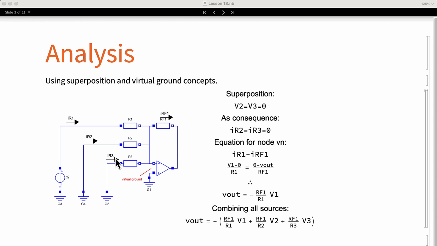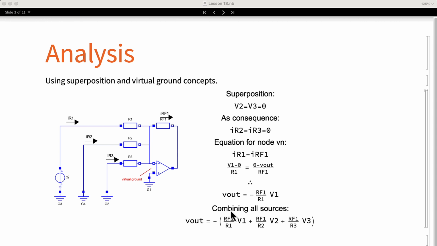This simplifies the equation of the negative pin of the op-amp. Since there is no current IR2 and IR3, this circuit is reduced to an inverting amplifier with a single input. We can define the equation for the node as IR1 equal to IRF1. After replacing the currents by the voltages using Ohm's law and solving for Vout, we obtain the formula of the inverting amplifier. Repeating the analysis for the other sources will lead to similar results, because for each source, the circuit is reduced to an inverting amplifier.